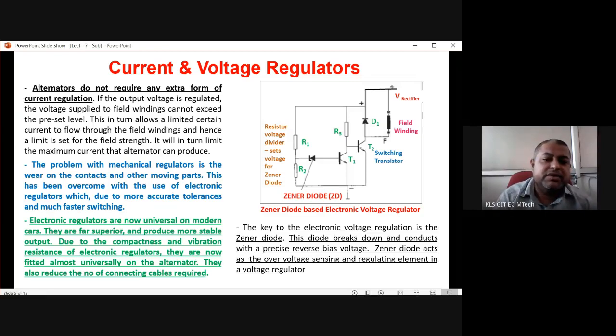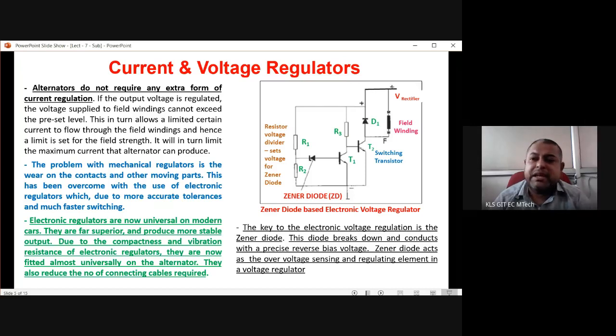This has been overcome with the use of the electronic regulator, which, due to more accurate tolerances and much faster switching, does not create any kind of spark. There is no wear and tear. Only because of electronic action, this is controlling the current flowing through the field winding. That is, cutting the current flowing through the field winding for V rectifier high, or switching on the current flowing through the field winding if V rectifier is less. Electronic regulators are now universal on modern cars. They are far superior, produce more stable output due to the compactness and vibration resistance of electronic regulators. They are now fitted almost universally on alternators.